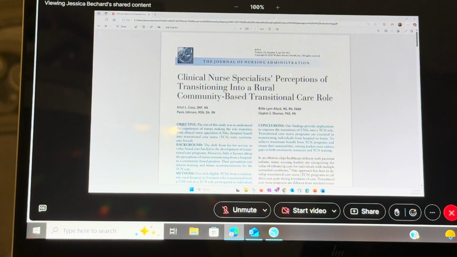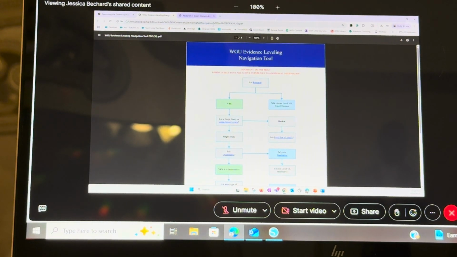So the biggest thing is, whenever you all go to look at your articles and you're trying to determine strength and hierarchy, the first thing you have to do is read your article. You have to do a very thorough read through first. Okay, that's the most important step. So you're going to read this article thoroughly from the beginning to the end. Then, once you've read the article and you have an understanding of what it is about, that's when you're going to use the navigation tool. Okay? So you're going to start out with the question, is it research?